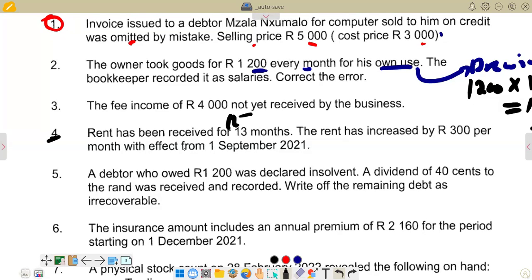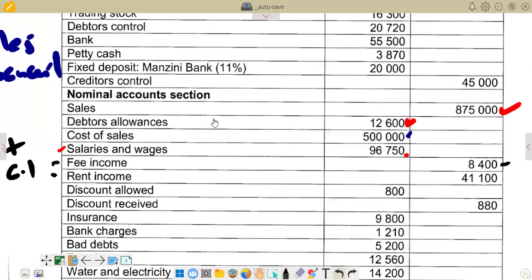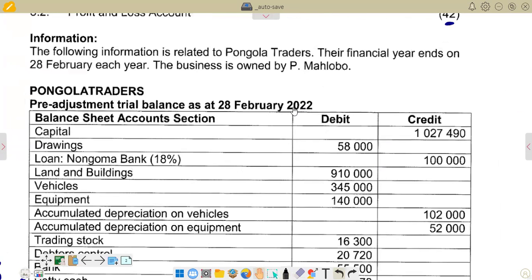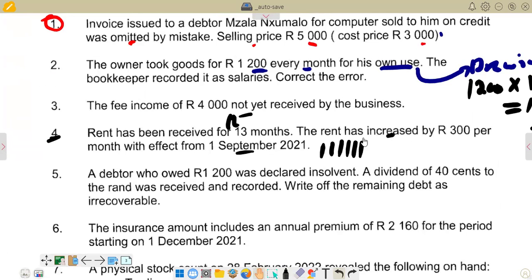So what we are going to do now, we are told that the rent has increased by 300 rands per month with effect from 1 September. So we are going to calculate the number of months when the rent increased. We are seeing that it increased from 1 September. So the whole of September, October, November, December, January, February, because our year is ending on February. If you go back to check where exactly our year is ending, you'd see that it's on 20th February 2022. So exactly as we counted, September, October, November, December, January, February.